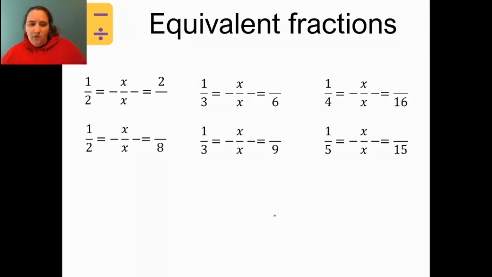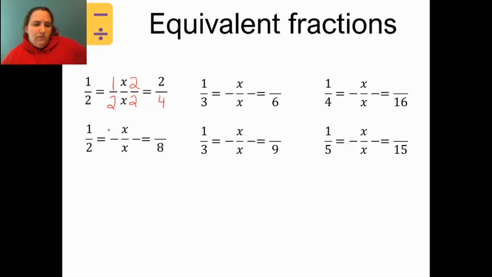So we're going to start over here with 1 half, and we need to figure out what we need to multiply with 1 half to get 2 in the numerator, or the top number. So 1 times what equals 2? Well, 2, right? And what we do to one side, we must do to the other. So if we multiply by 2 on the top, then we have to multiply by 2 on the bottom. So 2 times 2 equals 4. So now 1 half is an equivalent fraction to 2 fourths.